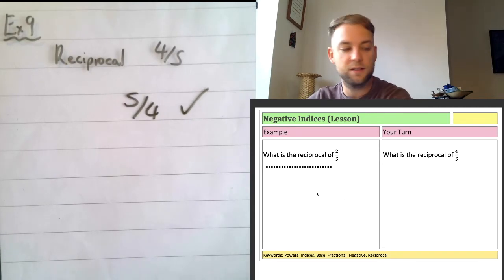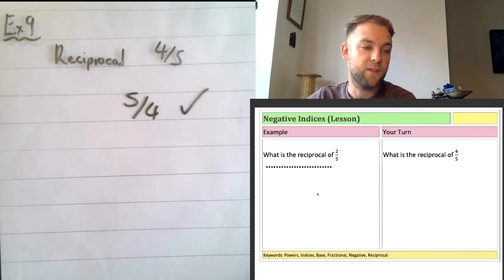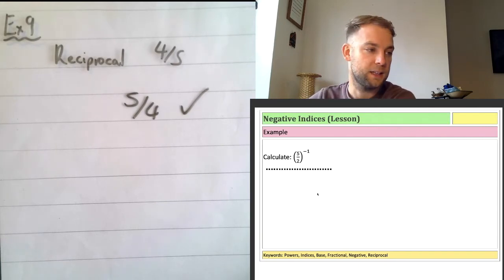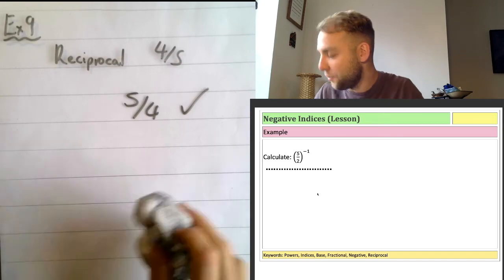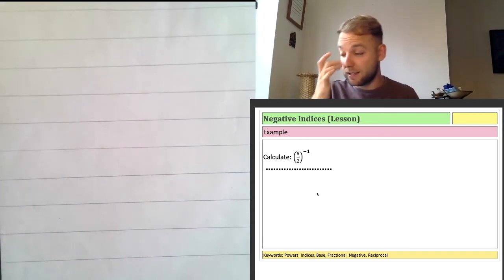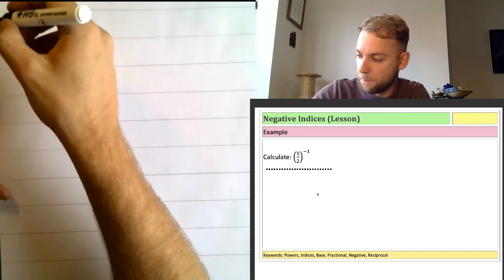Let's check those two answers. So it should be 5 over 2 and 5 over 4. Brilliant. Super. Okay. Now, a little bit more in depth. Now, I've done this one on purpose and made it very similar. So here I've got, this is example 10.